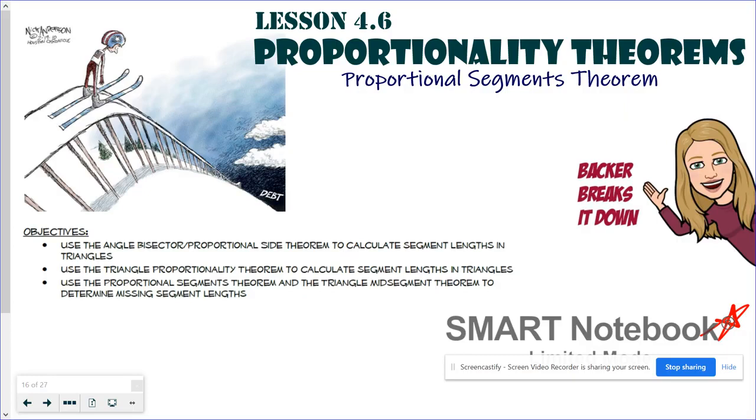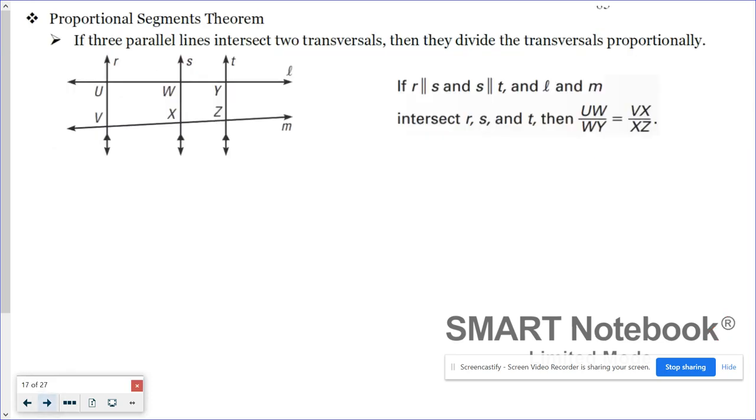In this episode, we continue to look at proportionality theorems. Specifically, we will look at the proportional segments theorem. Okay, so look at this diagram. Looks a bit complex, doesn't it? And intimidating. But really, you've seen something similar to this.